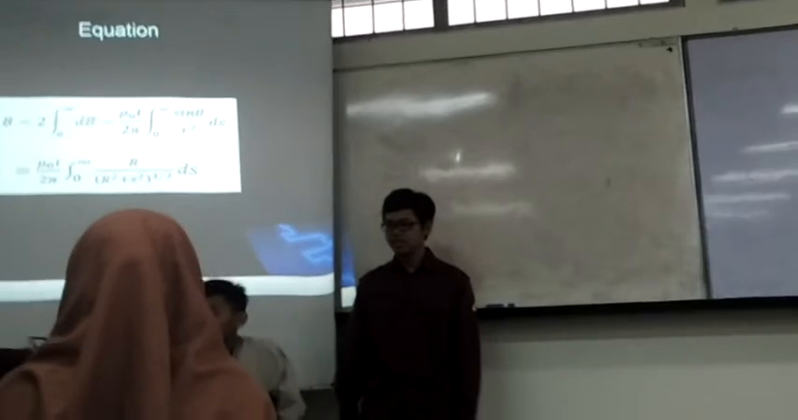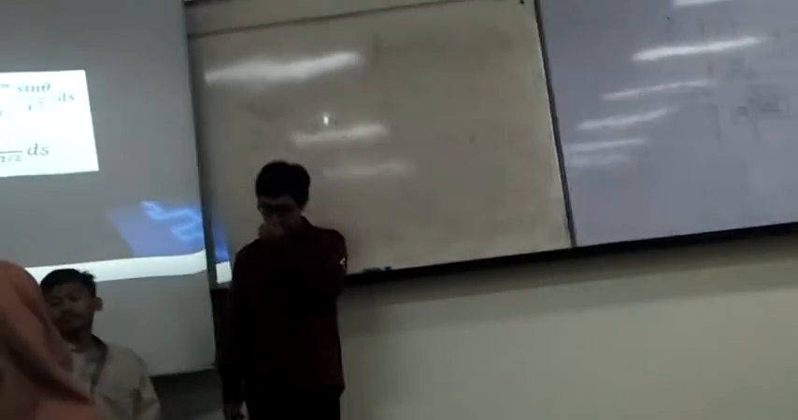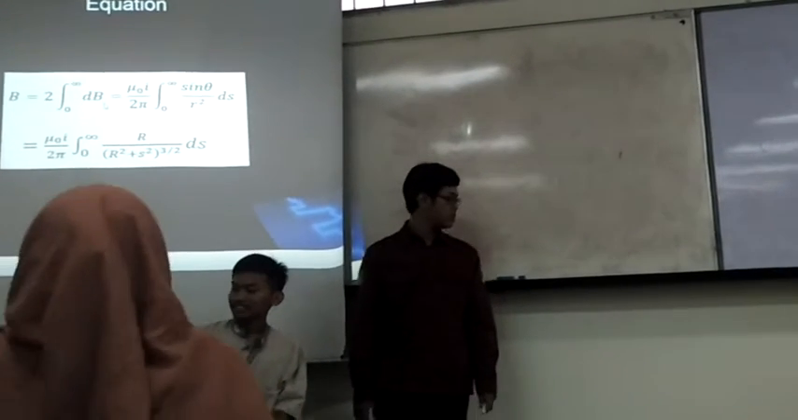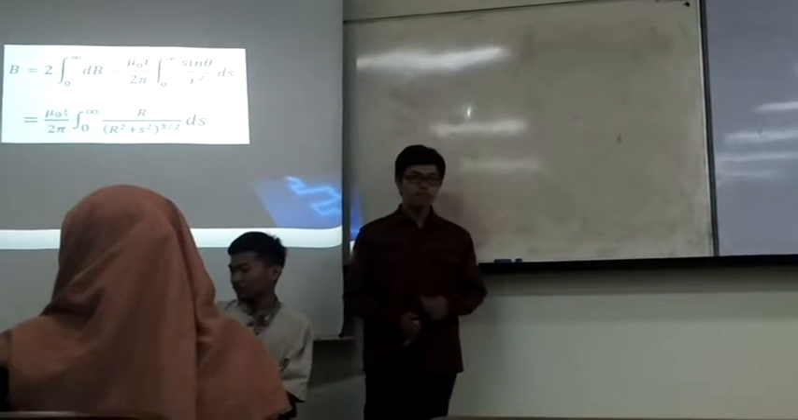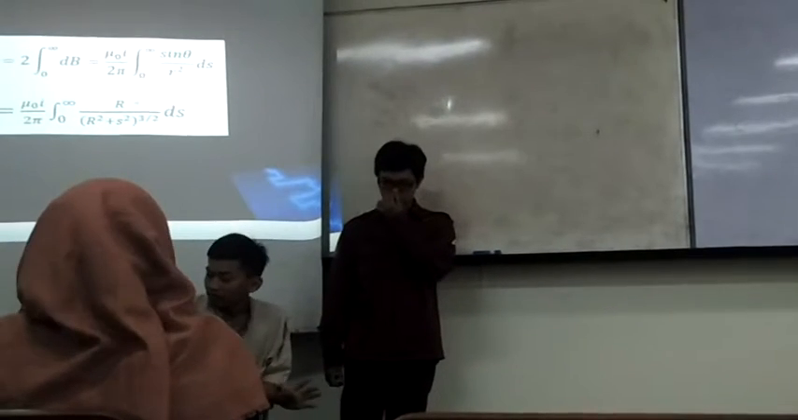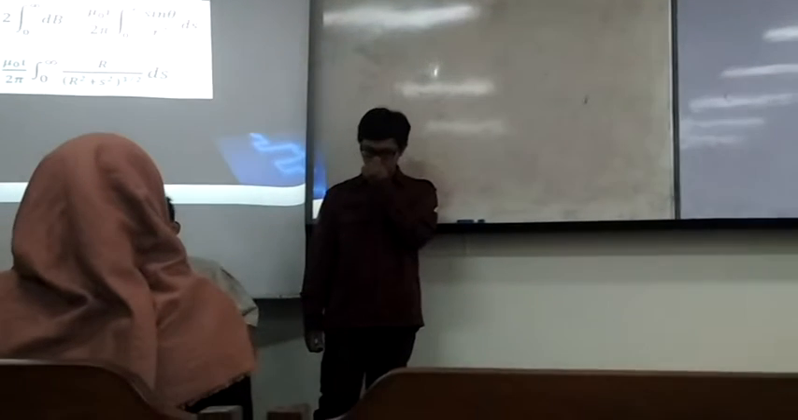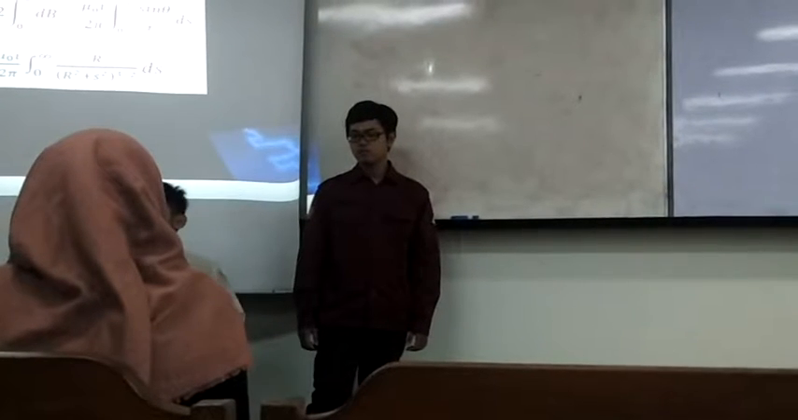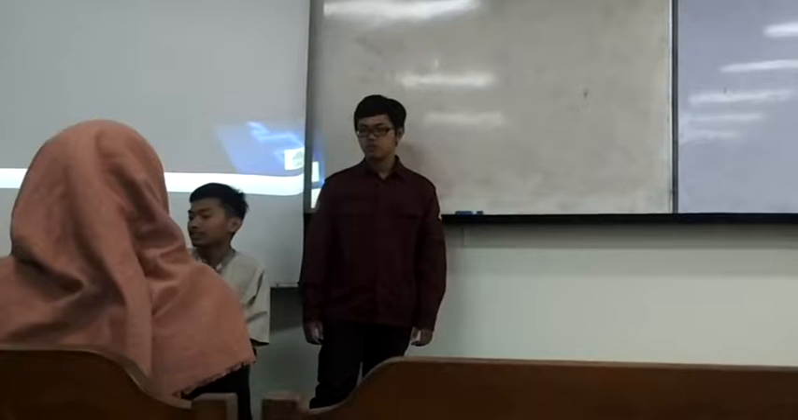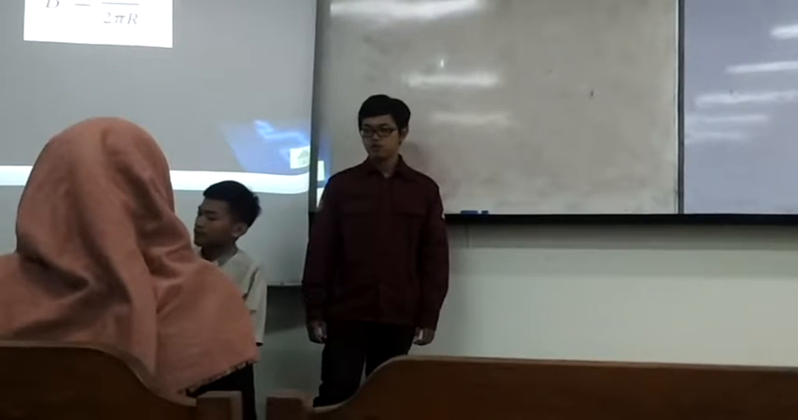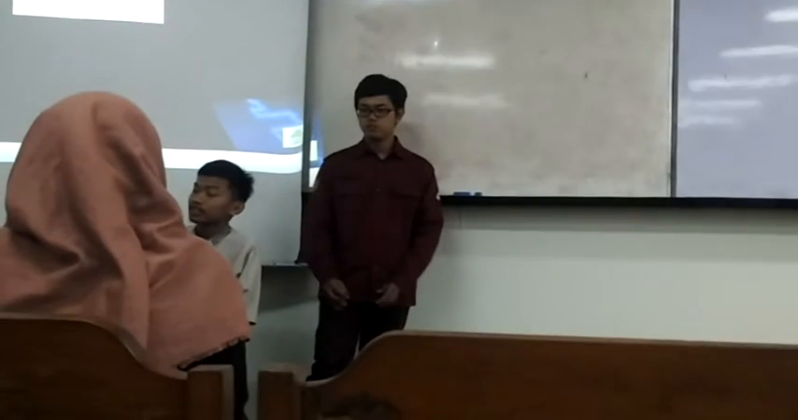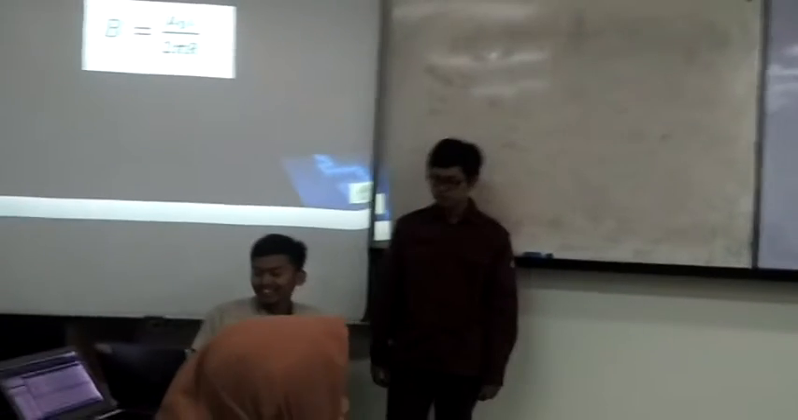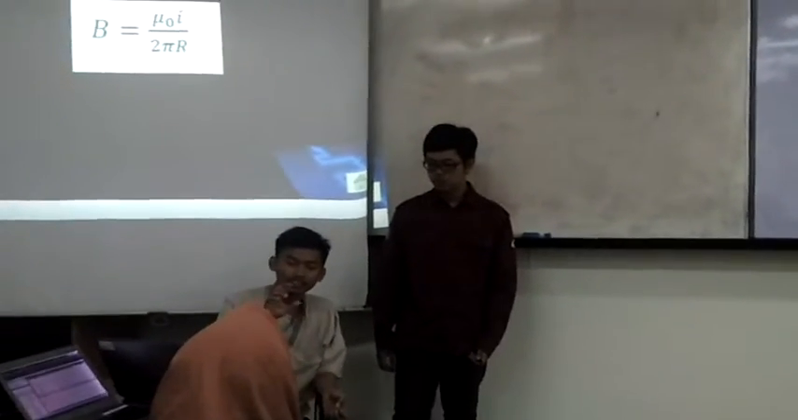Where B is the value of the magnetic field. Yeah, this is the equation, the integral, and then go to this one. Now, from this equation, we can get ways to solve it. The first is the analytical method with this equation, where mu is the permeability, I is the electric current, and R is the radius of the wire.